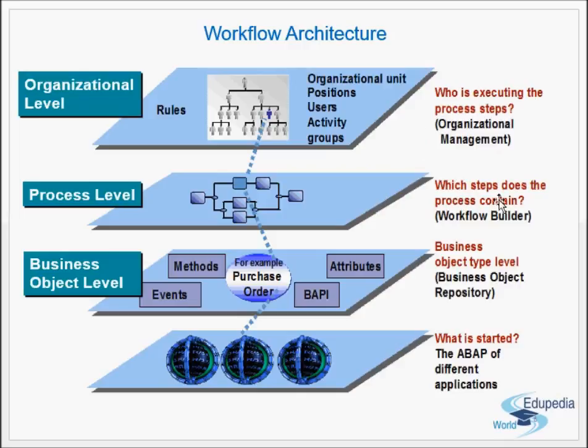The next one, we have the process level. Which steps does the process contain? That's the workflow builder. Now a certain process is followed in the organization. The leave has to be submitted by the subordinate to this particular manager, and the manager will approve it. So this submission and approval has to be done in a process. It has to be followed in a particular fashion. So there we have the process level.